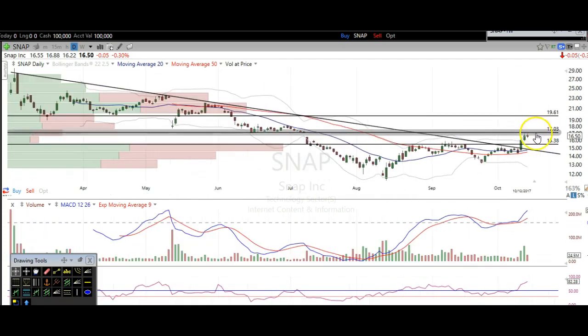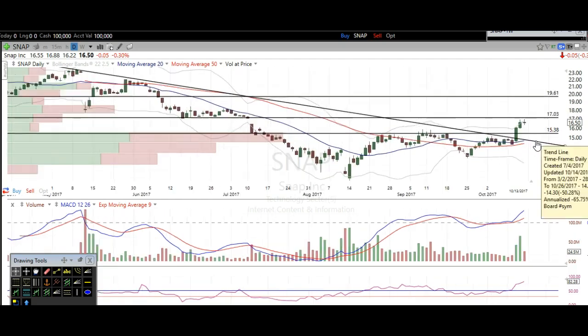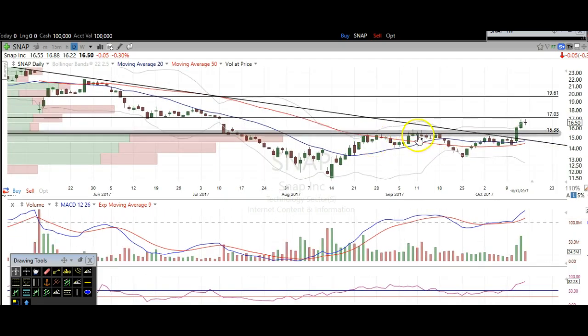I do like Snapchat for a long. I think it's going to head higher. If we head down to about 1540, that's a level of support based off of this previous resistance right there. You can clearly see it knocking into that level. So definitely want to be focusing on about 1540-ish for a bounce zone.